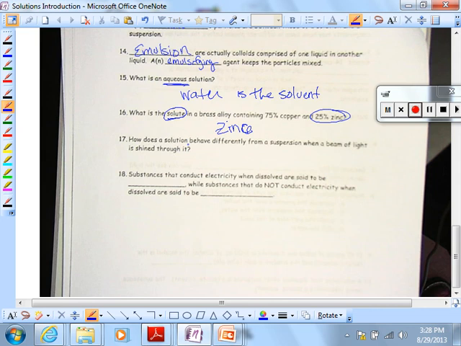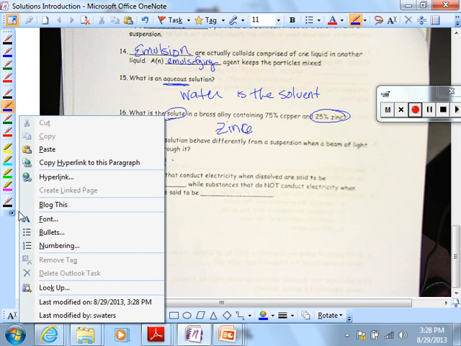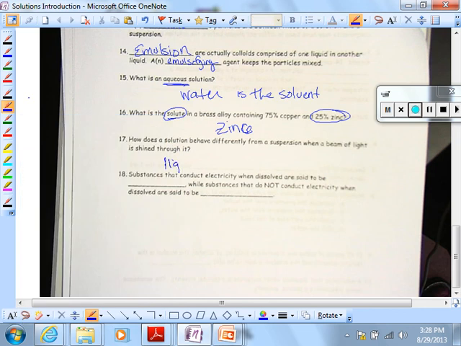All right, so in a solution, it's even throughout. So what did you say light is what? Evenly shown through and absorbed. Okay, so light passes through evenly in the solution, but in a suspension, the light would be scattered. Okay? Scattered.